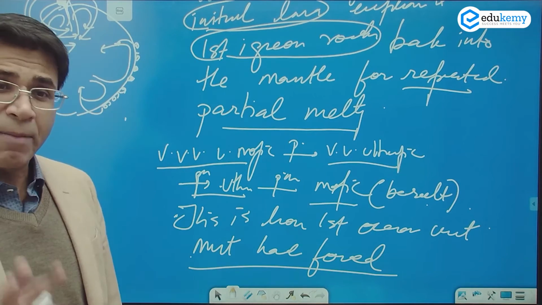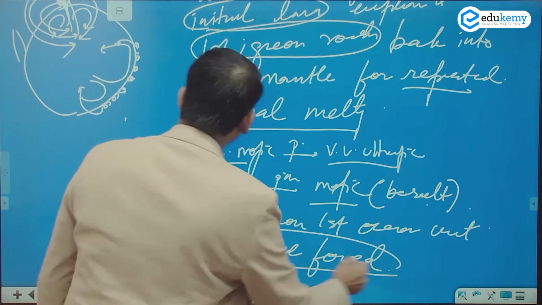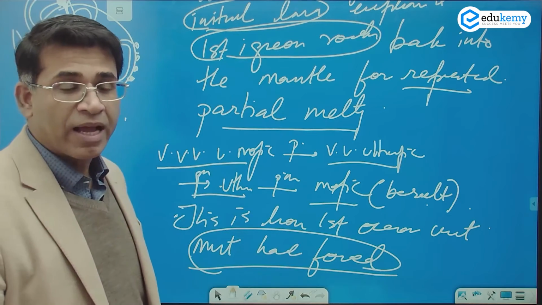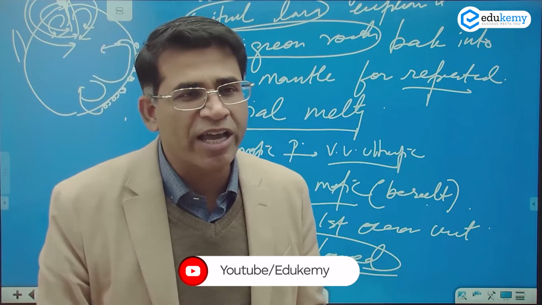Make sense? We are still in the first stage. Okay, how would the first ocean crust have formed? Repeated partial melting. Okay, once the ocean is formed, will we have subduction again or not?